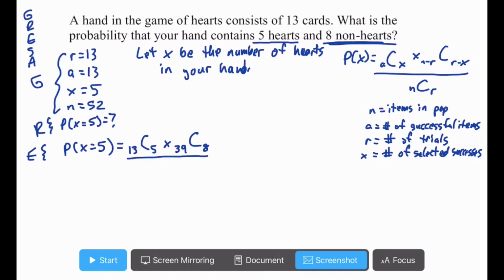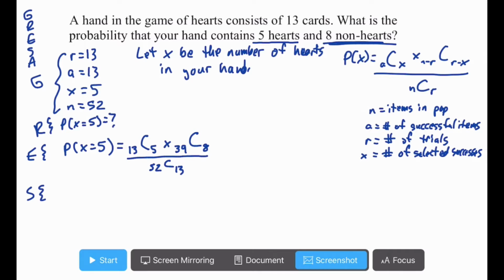All right, and on the bottom, we need to know the total number of ways of choosing 13 cards from our deck. So we're going to have how many cards are in the deck, n, or what's our population of cards? It's 52. Choose how many cards are going in our hand. How many trials are we doing? 13. All right, that looks pretty good.